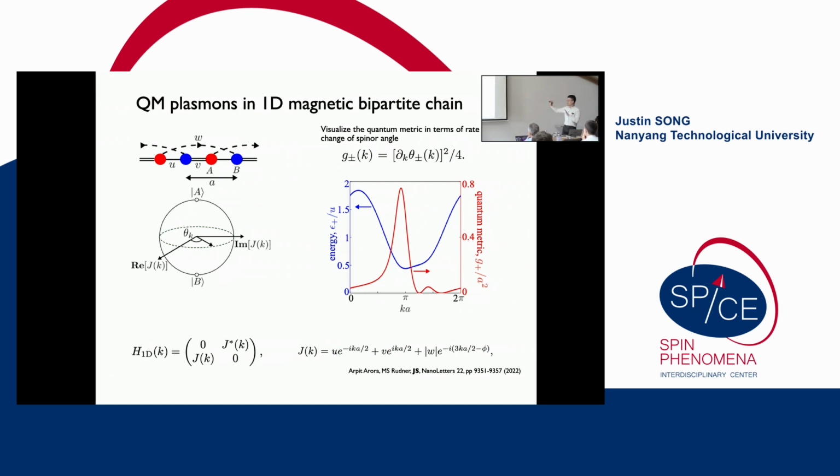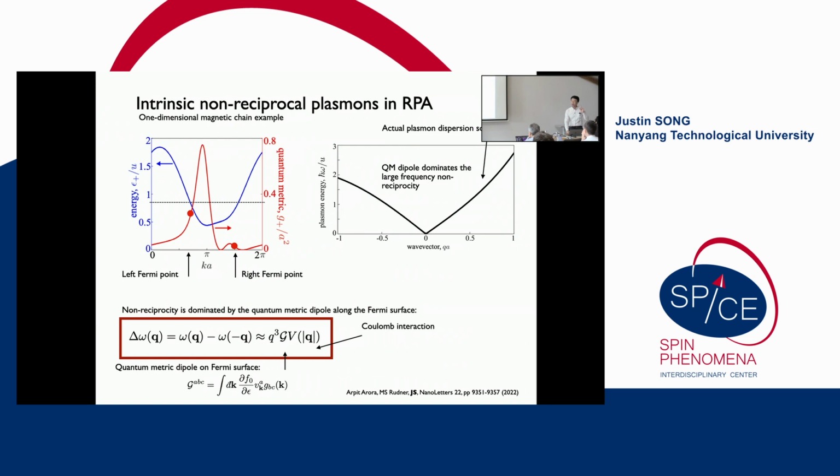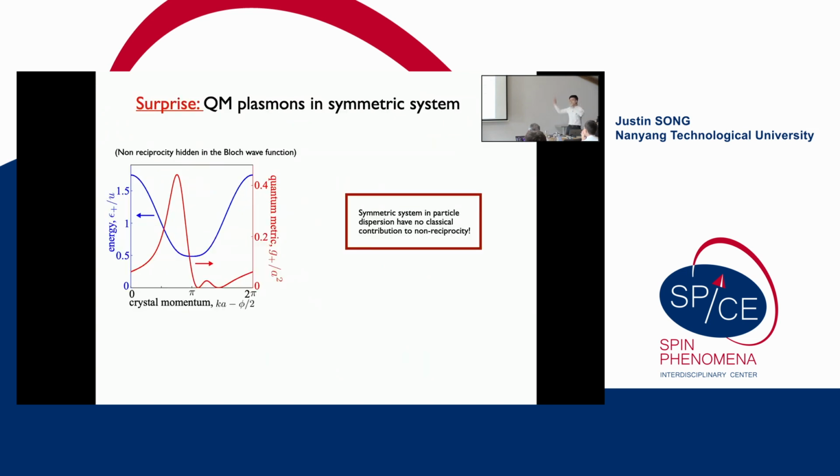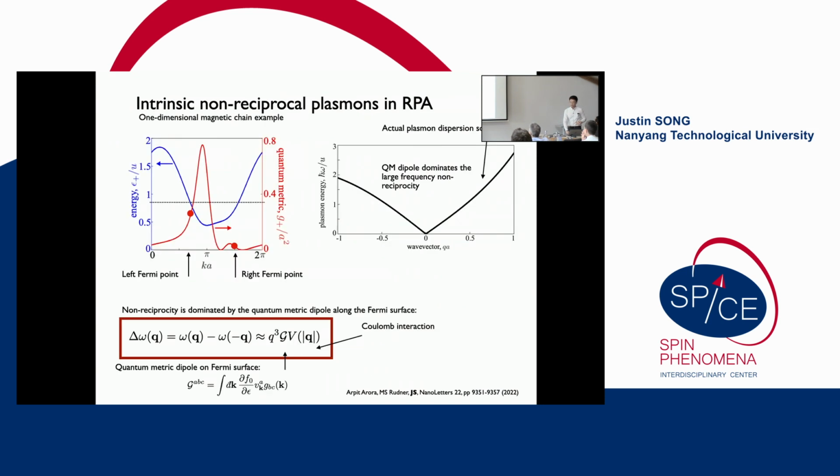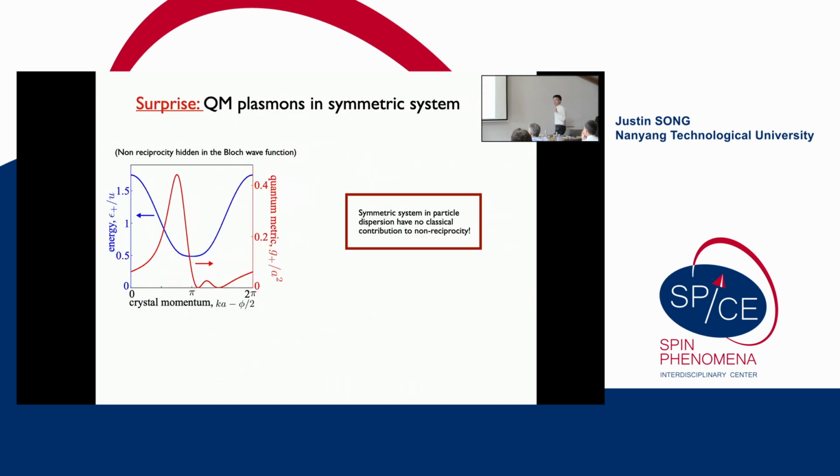So there's a 1D magnetic chain. You can see this, and you can just implement everything I just told you in. There's one surprise in it, and the one surprise is that we can tune this magnetic bipartite chain. We can tune these parameters so much so that the dispersion relation is actually symmetric, but it still breaks time reversal and inversion symmetry. So if I stared at just the dispersion relation, I would not have been able to tell that it broke time reversal and inversion symmetry.